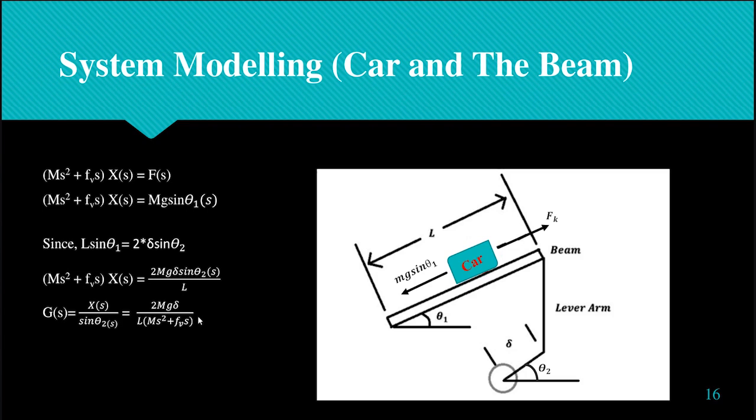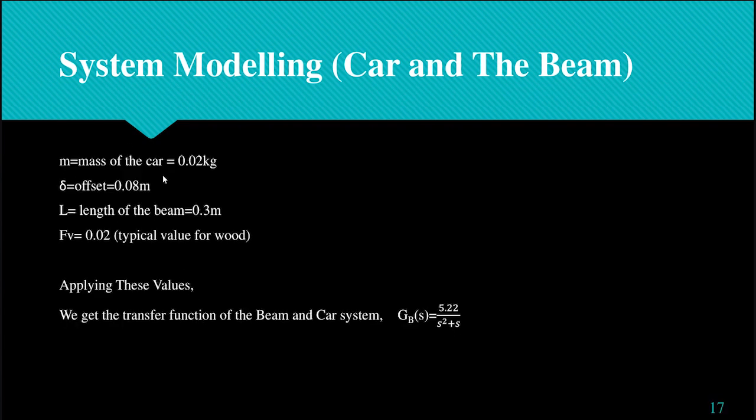The beam and offset lengths are known parameters, as well as the mass of the car. For the friction coefficient, we assumed a typical value for wood. Using these values, we have the final transfer function for the car's position, a second order system denoted GB, as you can see on screen.